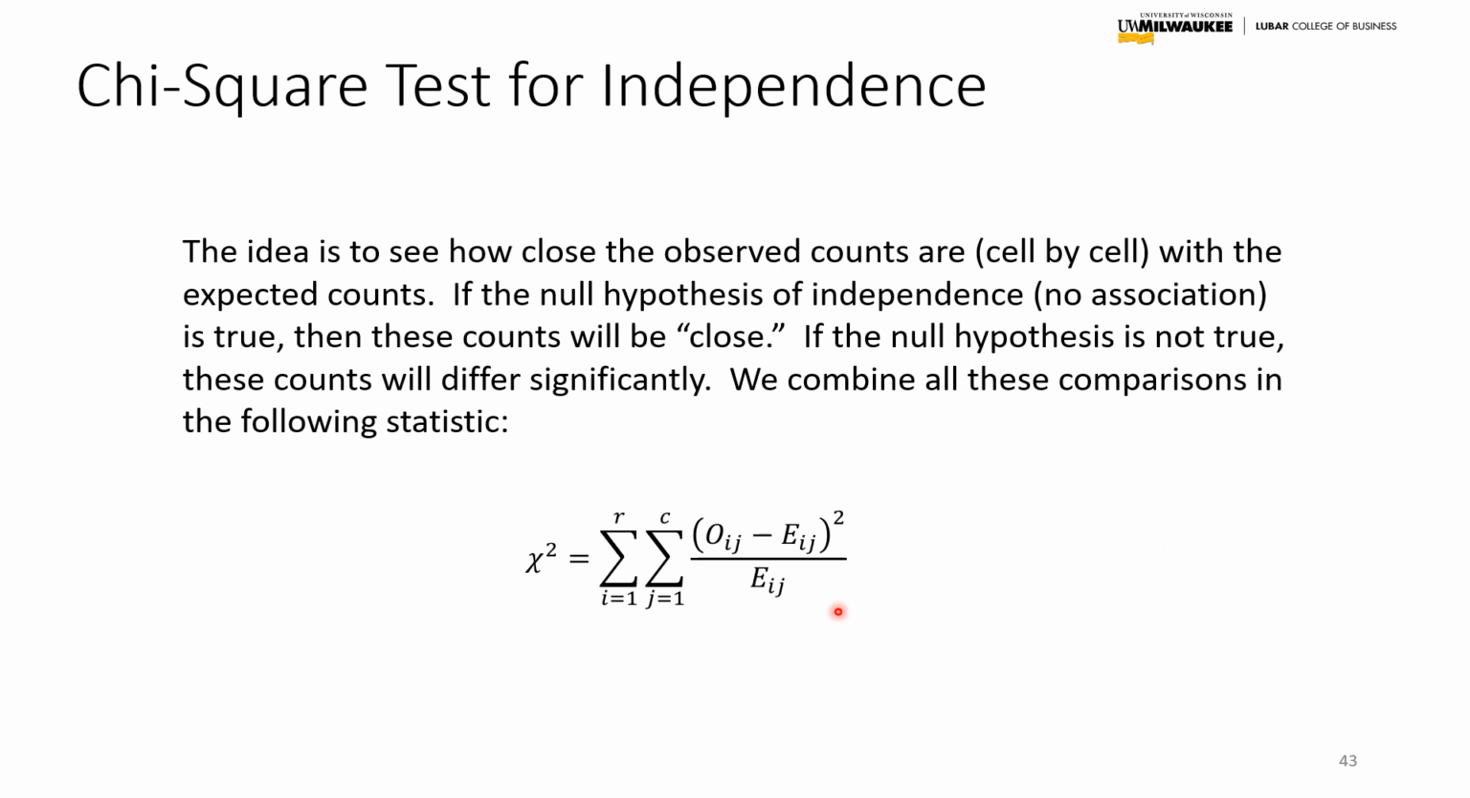We divide by the expected count because we want to have that difference relative to the magnitude of the expected count. Imagine comparing 101 versus 100, and 1001 versus 1000. They both differ by 1, but clearly the difference is less, in terms of a percentage idea, for the 1001 versus 1000. So we divide by the expected count.